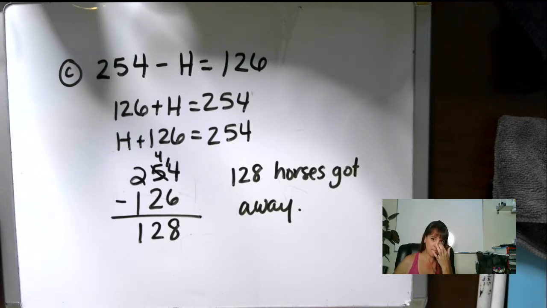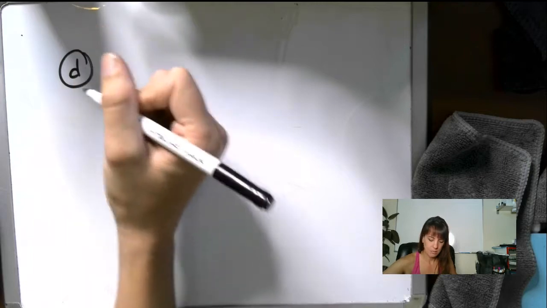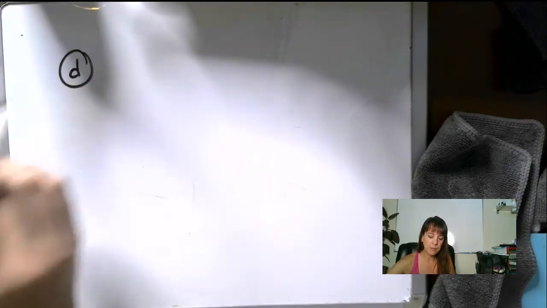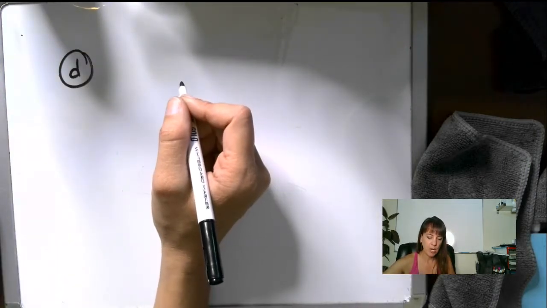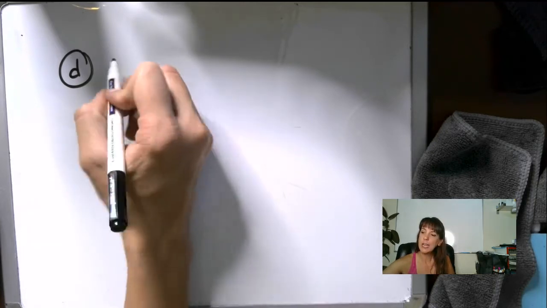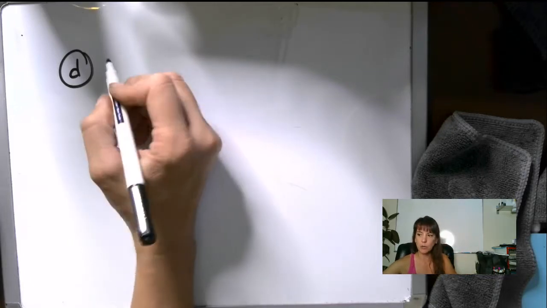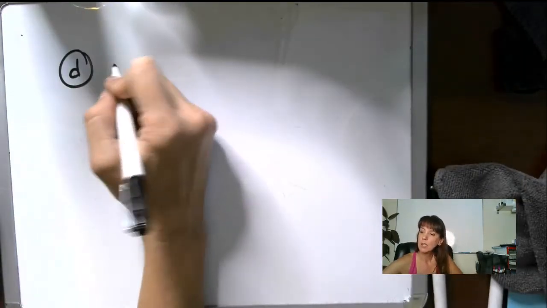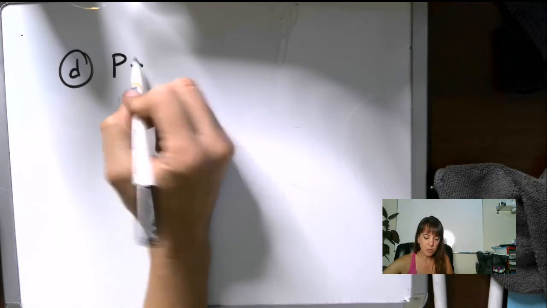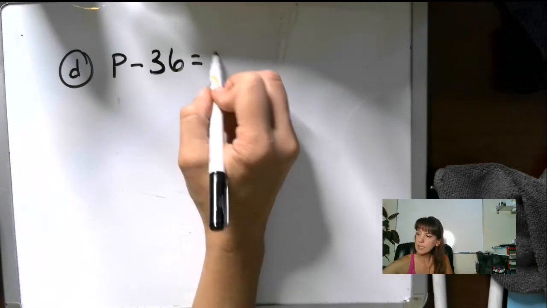All right, so for D. Cynthia had a lot of paper. After using 36 sheets for a report, only 164 sheets remain. How many sheets of paper did she have at first? So she had some, and then some went away because they went on to the report, right? And then she had a total. So she had some, let's call it P for paper, and then some went away, which was the 36, for a total of 164.